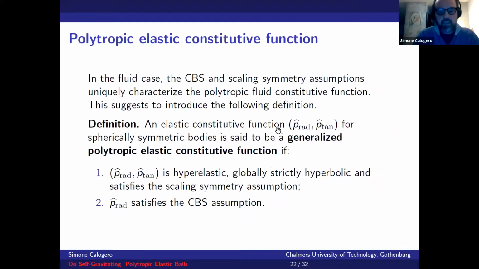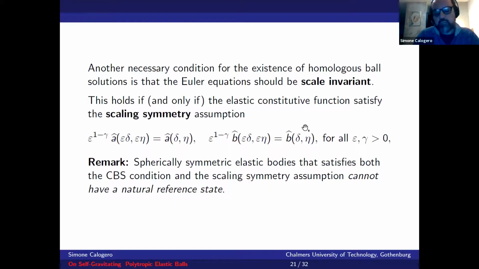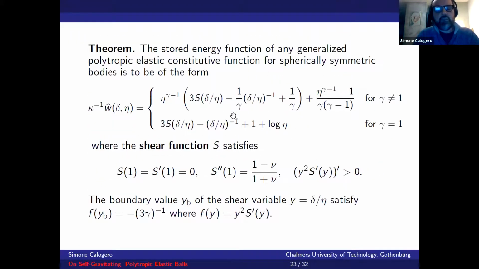Gamma here is this exponent that appears in this scaling property. And it is defined uniquely up to the choice of a function S of this variable delta over eta, which I remind you is what I call the shear variable, and the shear function should satisfy this property. The first three equations are just the compatibility equations with linear elasticity, while this equation here for the stored energy function is the global hyperbolicity condition. It's a convexity assumption on the shear function that ensures that this model is globally hyperbolic.